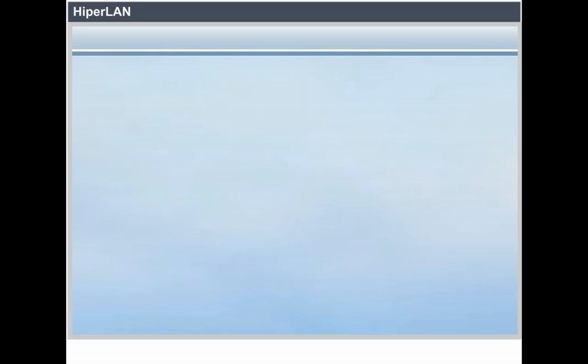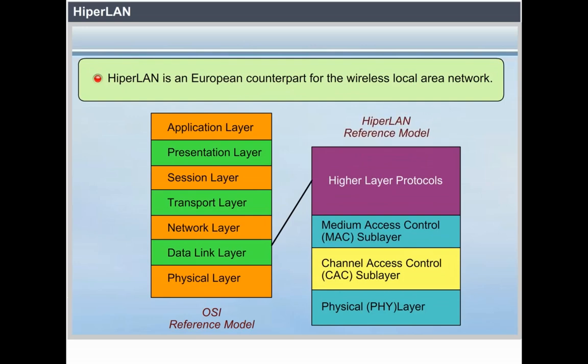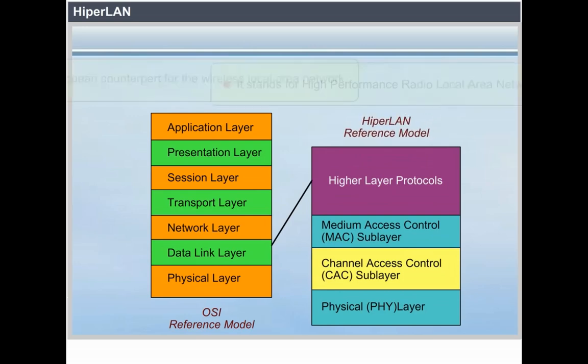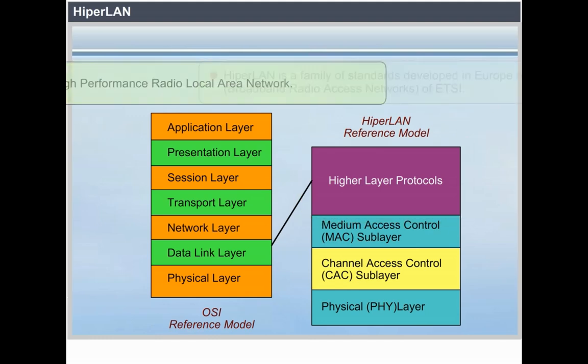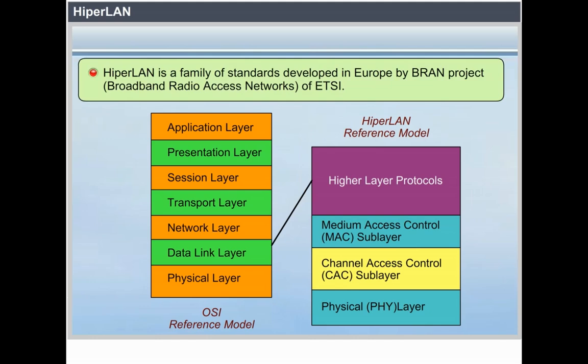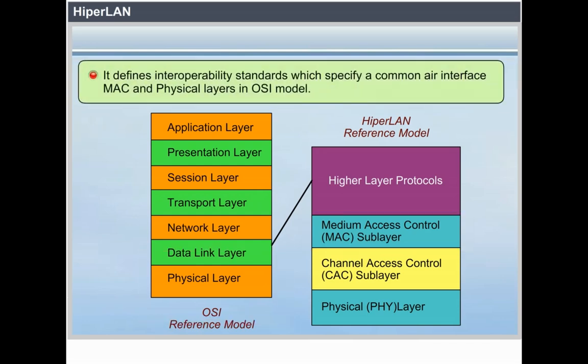HyperLAN. HyperLAN is a European counterpart for the Wireless Local Area Network. It stands for High Performance Radio Local Area Network. HyperLAN is a family of standards developed in Europe by the BRAN project, Broadband Radio Access Networks, of ETSI. It defines interoperability standards which specify a common air interface (MAC) and physical layers in the OSI model.